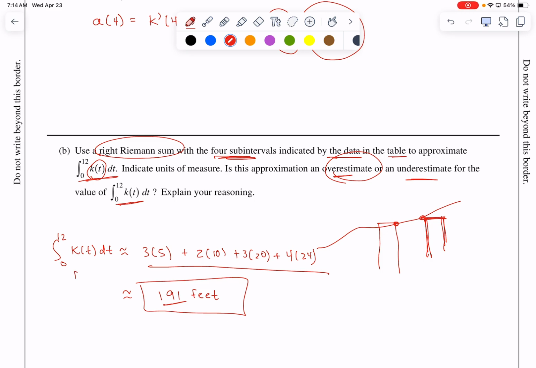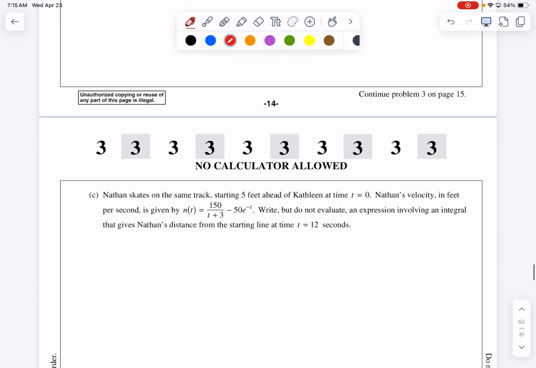And so this is feet per second. So k of t, the height, is measured in feet per second. The dt is the width of the rectangles, which is measured in seconds. And so the seconds cancel. That's why it's feet. Okay, part C.